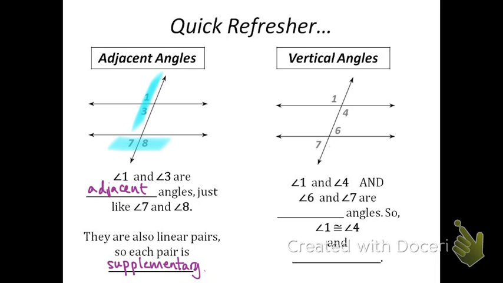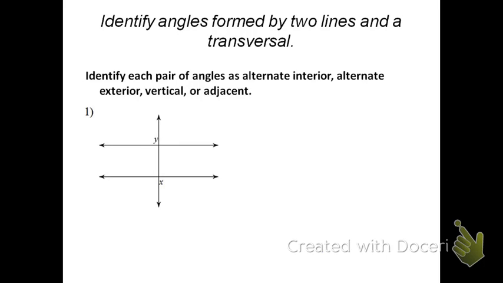And then vertical angles, we can see those are still across from each other, whether we have angle 1 and angle 4, or angle 7 and angle 6. Those still come together at a point, and they are vertical angles. So angle 4 is congruent to angle 1, or angle 6 is congruent to angle 7. Okay, on with the show.